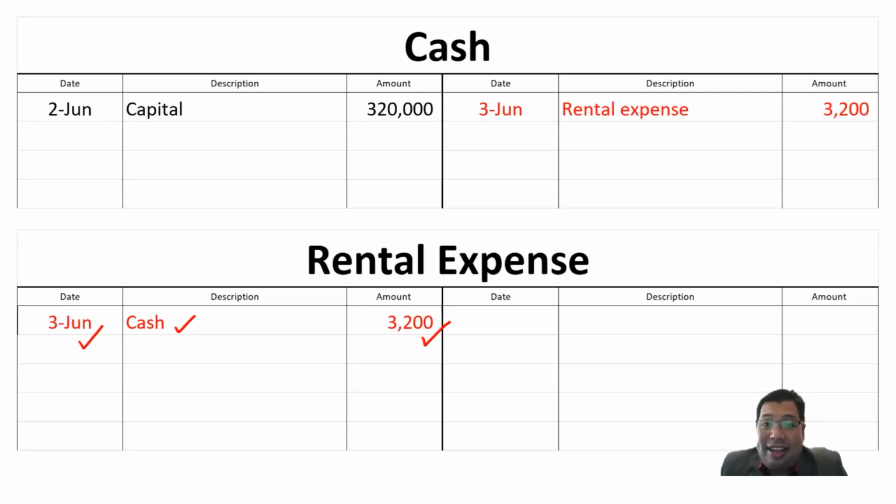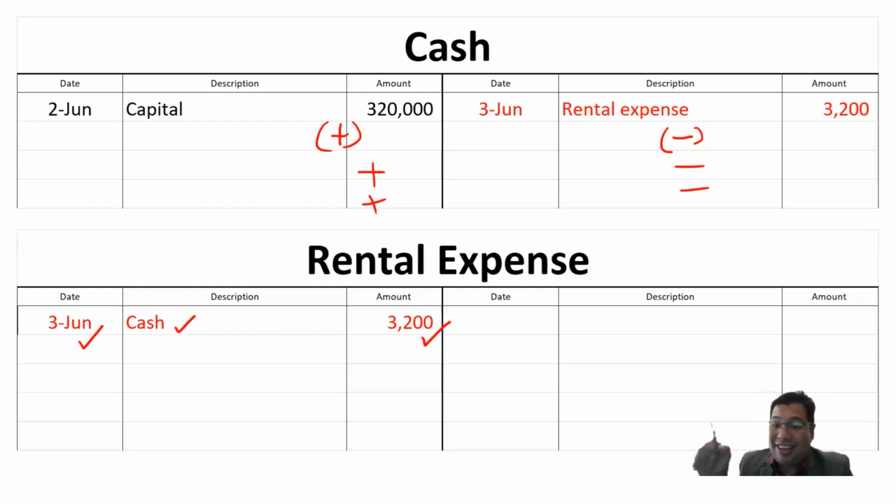Whereas for the credit side, previously we have cash 320,000. Now this is money in. I'm talking about money out now. On 3rd June, we paid rental expense of 3,200. So you can see this is money in, this is money out. Yes, opposite, correct. All this is money in, all this is money out. Reduce in asset is credit. Reduce in asset is credit, increase in asset is debit.